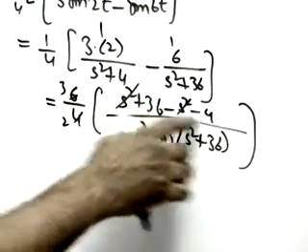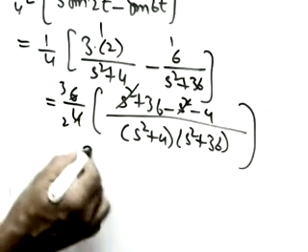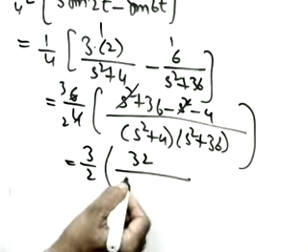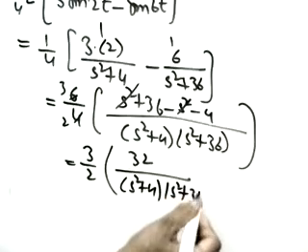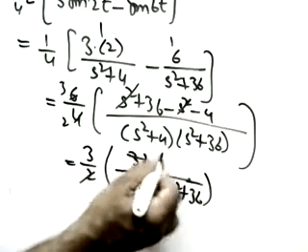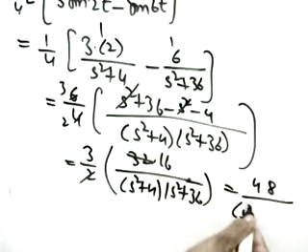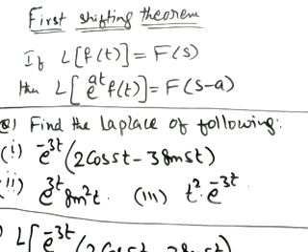2 2s are 4, 2 3s are 6. So this will become 3 by 2 into 32, no? 36 minus 4 is 32. 2 1s are 2, 16 3s are 48. Or write one more step. This is 32 by s square plus 4 into s square plus 36. Last, we cancel this one, 16 3s are 48. So this is 48 by s square plus 4 into s square plus 36. So this is the answer.